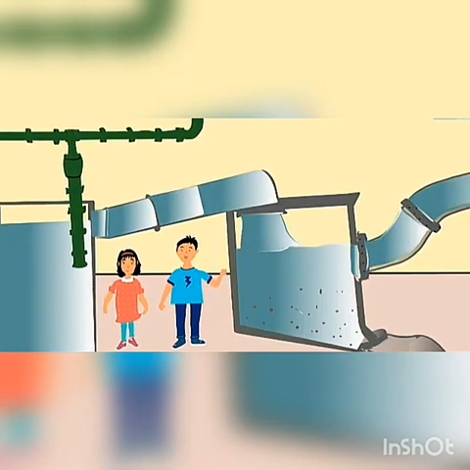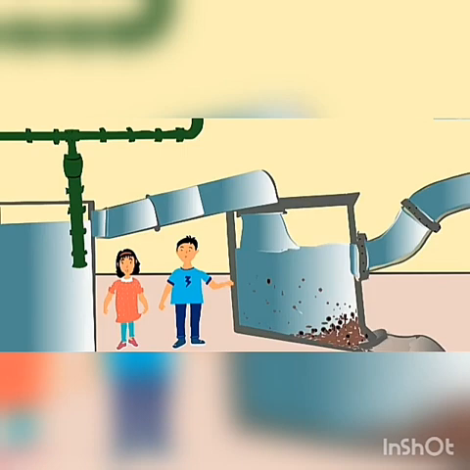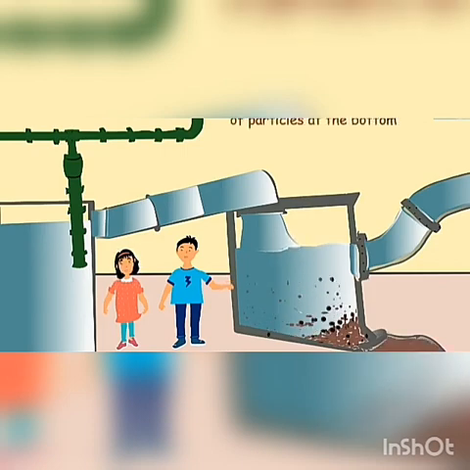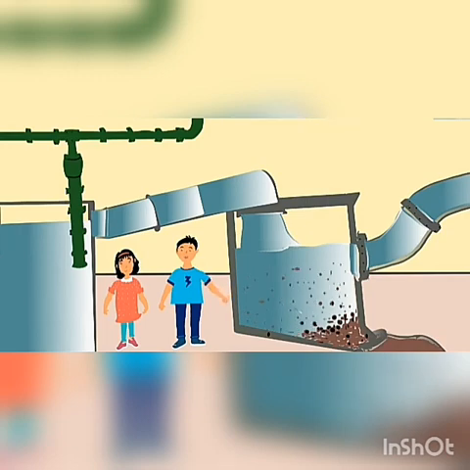Next, the water goes into a sedimentation tank. Ria, do you know what sedimentation is? No. Sedimentation is settling down the bigger particles at the bottom of the tank. So the flocks settle down and form thick sludge. The sludge is filtered out and the water goes into the next stage.